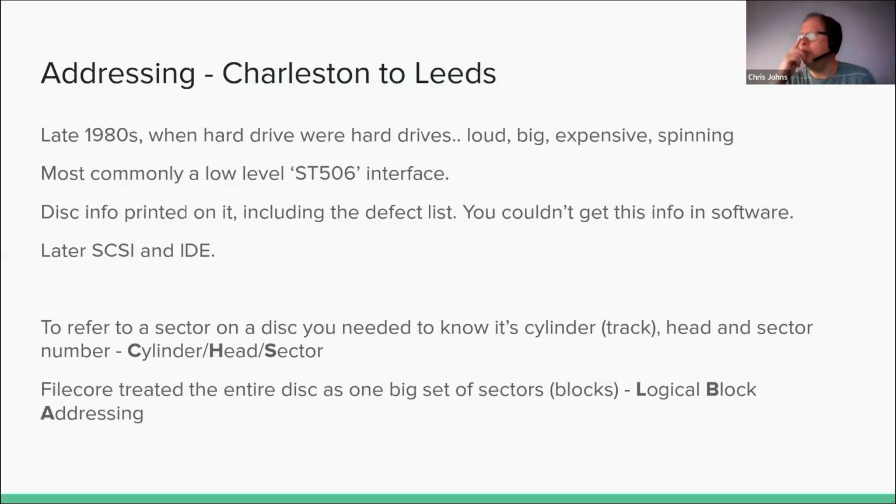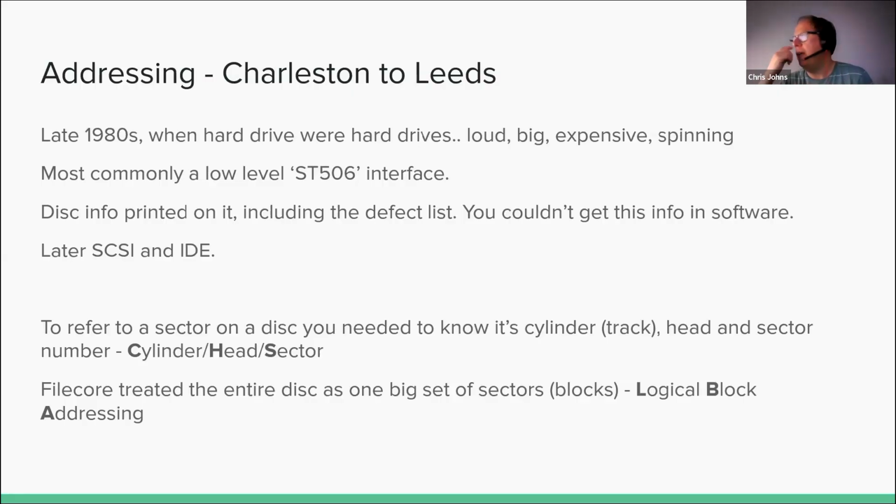This was sort of in the era when disks had the info about the disk printed on it, including the defect list. You couldn't get it any other way. You had to physically type it in. There's no way of interrogating the drive. It was really quite a low-level thing. Basically, the controller could tell the head to move in and out, and read and write data, but there was no intelligence. Later, SCSI and IDE were more common, and they did have that sort of facility.